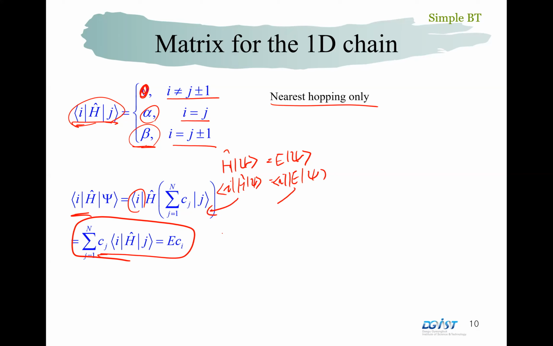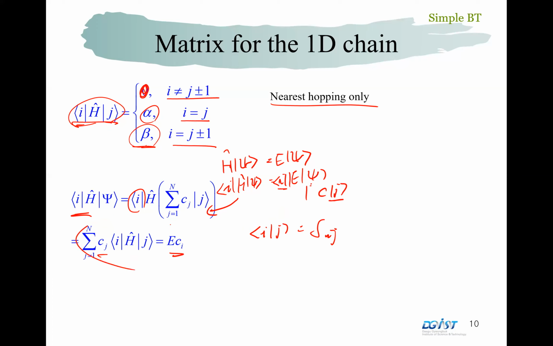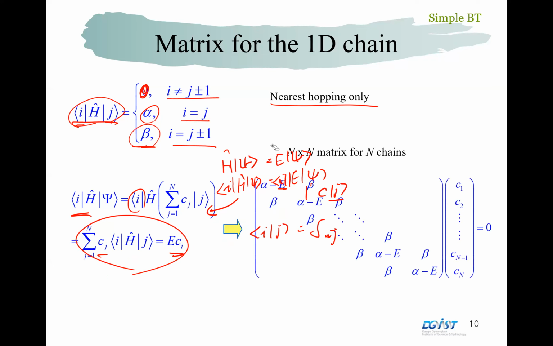This part is here and this part is here because they are a linear combination of wave functions. We know i and j generate, they are orthogonal already. Yeah, orthogonal. So in the right hand side, the remaining is only the i term. Okay. So if we write this one, what we obtain is this kind of matrix form.